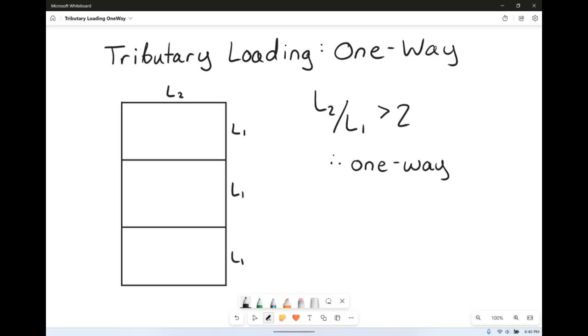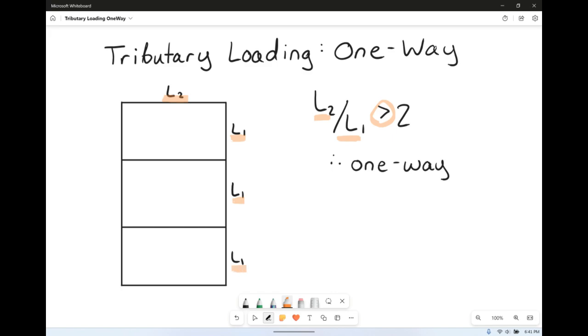This video is going to cover tributary loading for one-way slabs. For one-way slabs, it is very specific that L2 over L1 is greater than 2, which means it's very, very rectangular. It's very long, skinny rectangles. So very importantly, L2 is the long direction, and L1s are the short directions.